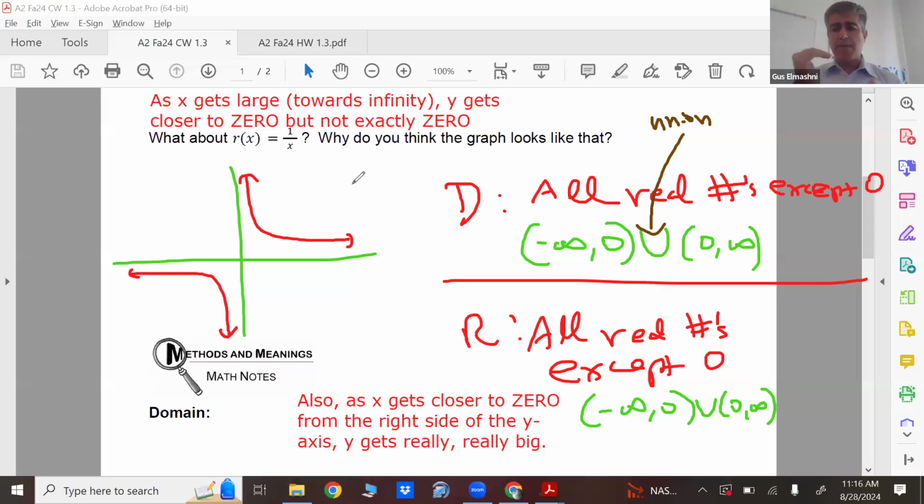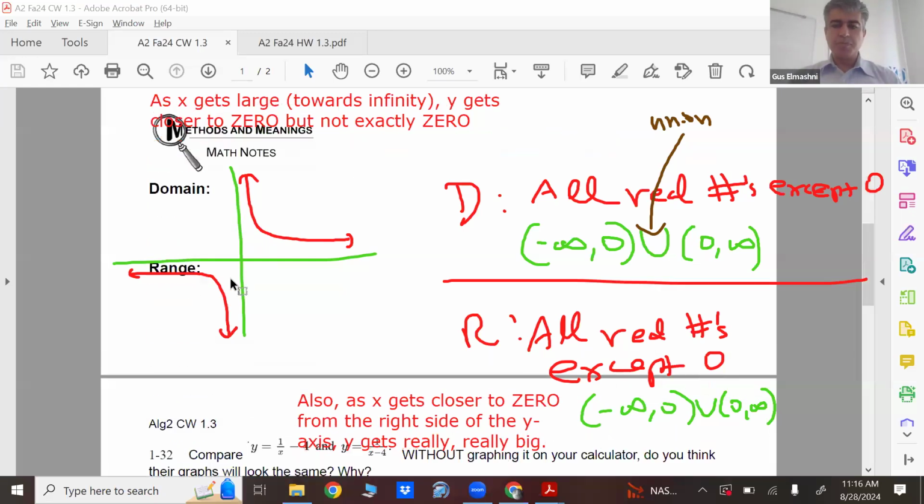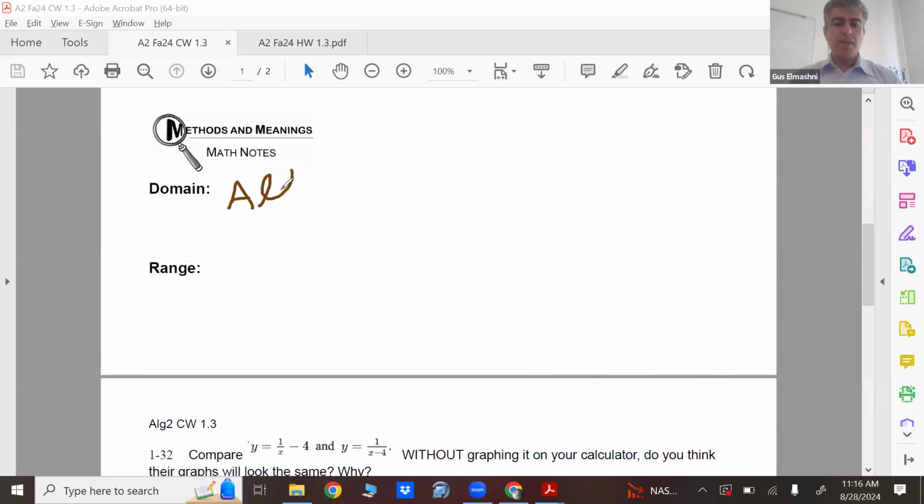Likewise for the range, the y values, do the same thing. If you just want to write in words, that's okay for now. But ultimately, we're going to move towards interval notation because that's going to be our standard. Okay, domain. And I've got to be watchful of time too. Domain is going to be all valid x values.